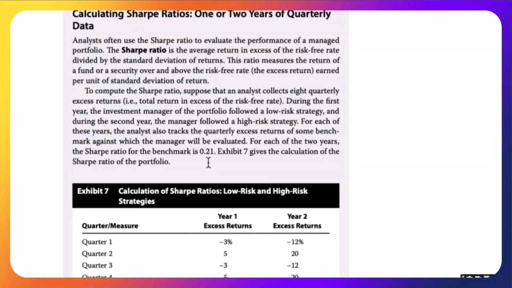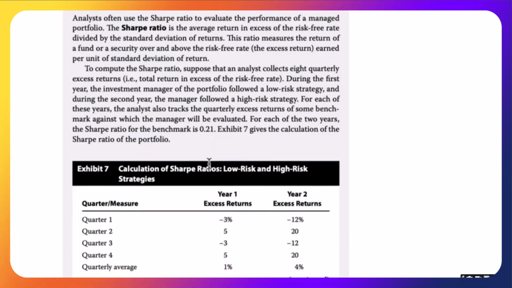For each of these years, the analyst also tracks the quarterly excess returns of some benchmark against which the manager will be evaluated. For each of the 2 years, the Sharpe ratio for the benchmark is 0.21. Exhibit 7 gives the calculation of the Sharpe ratio for the portfolio. And in asset management, your Sharpe ratio is the measure of how much return you can earn per unit of risk that you're taking on. Having a high Sharpe ratio is a good thing.